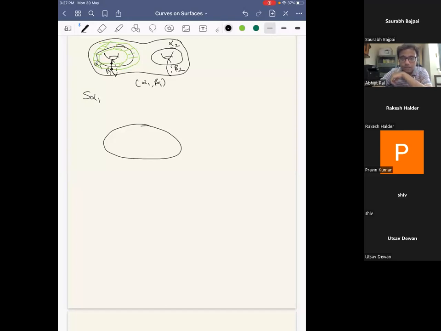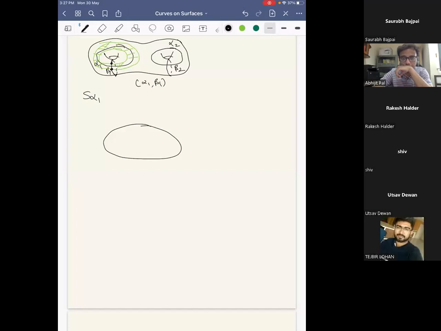So first thing is, you take this annular neighborhood of alpha. Yes. This is alpha. And there is your curve beta.